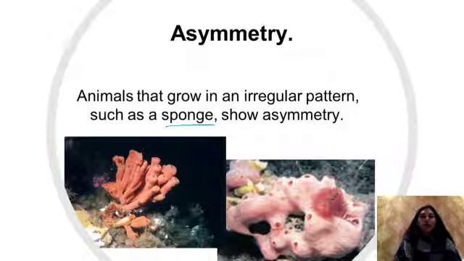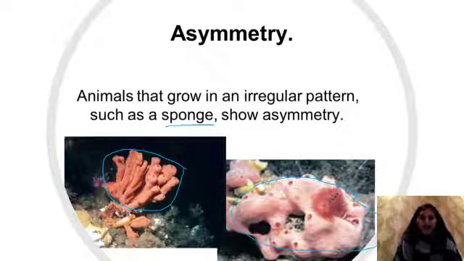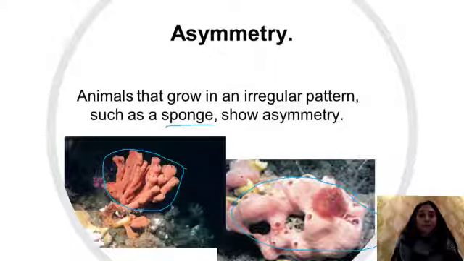Why? You can well understand from the diagram, from the pictures, that if we try to divide the sponge with the help of a plane, the two halves will never be equal, right? Just because they do not have a regular pattern in their body, they show an irregular pattern, so we call it asymmetry. Sponges belong to the phylum Porifera, and the organisms which are asymmetrical are placed in the phylum Porifera.